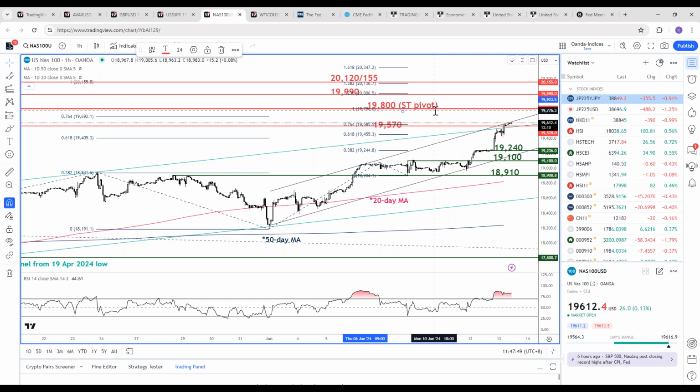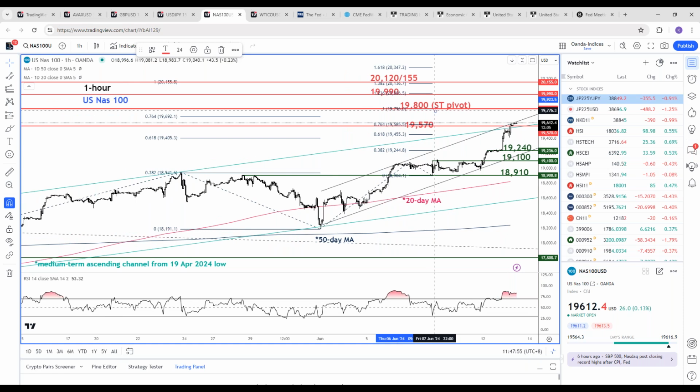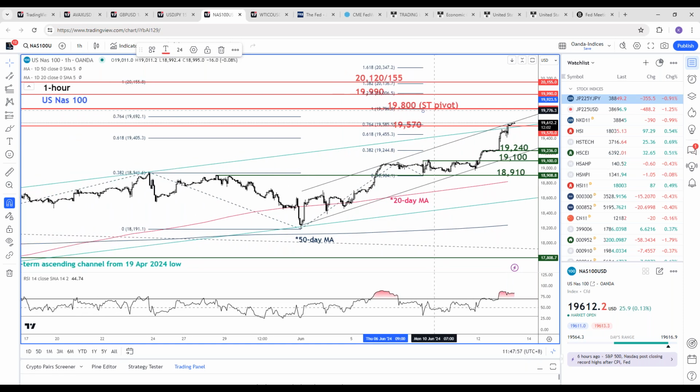I'll be using this 19,800 level here as my short-term pivotal resistance for today on the Nasdaq 100. So I'll be flipping to a short-term intraday bearish bias. This is an intraday bearish view for a potential short-term mean reversion decline scenario. Support levels to watch will be at this 19,240, followed by the 19,100 level, which is close to the lower limit as well of the minor ascending channel that I drew.